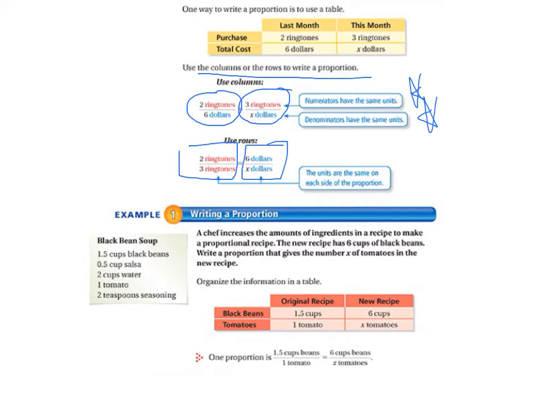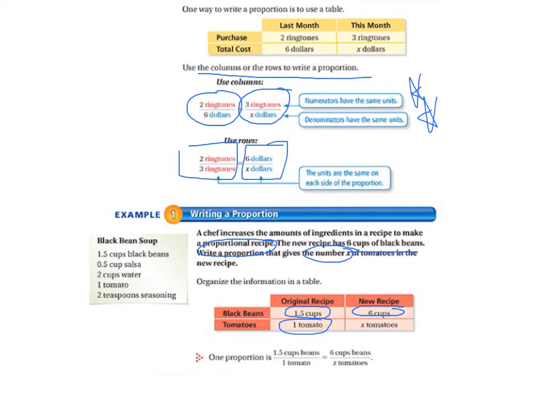Example 1, writing a proportion. A chef increases the amounts of ingredients in a recipe to make a proportional recipe. The new recipe has 6 cups of black beans. Write a proportion that gives the number X of tomatoes in the new recipe. It says organize the information in a table. The original recipe had 1.5 cups of black beans and 1 tomato.